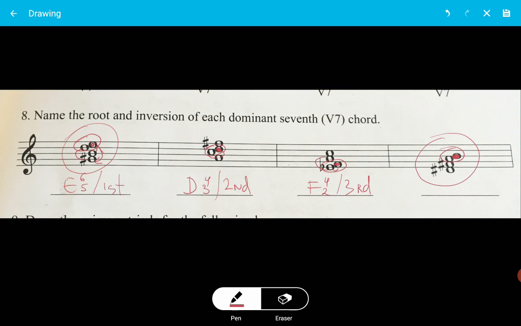That's basically what you have to know about this one. And go ahead and try to figure out the root by yourself here, but you already know what it is. And you already know what inversion it is. Hopefully that helps.